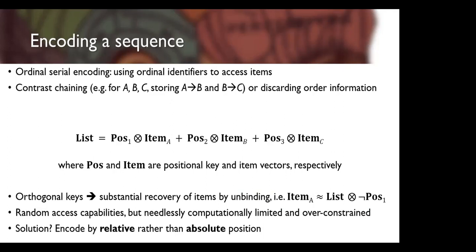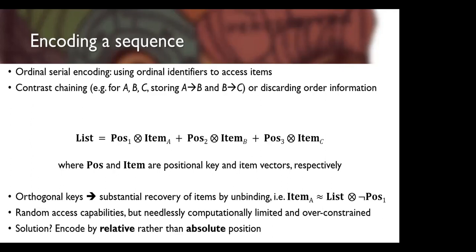So in VSA terms, that would look something like this, where list is the superposition of all of the position-item bindings, and pos and item are the key and item vectors respectively. So the use of orthogonal positional keys permits substantial recovery of the individual items by unbinding, which can then, of course, be cleaned up as well. So this is an appropriate way to store an ordered list of items, but is needlessly computationally limited and explanatorily over-constrained, really, as a model of sequence representation in the human brain.